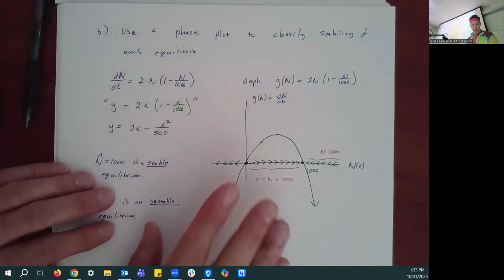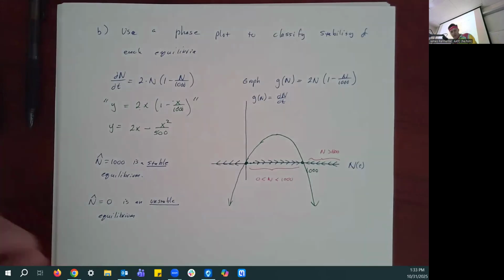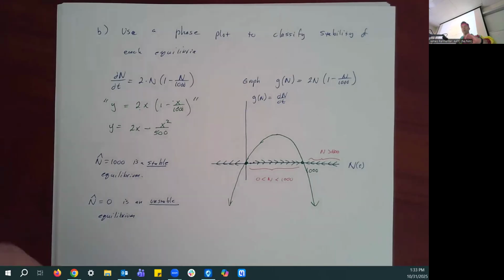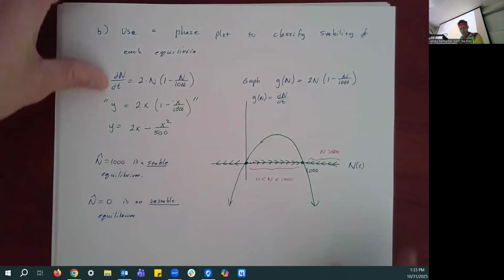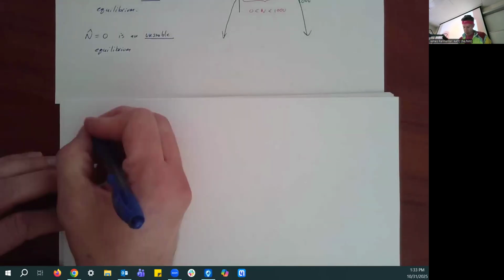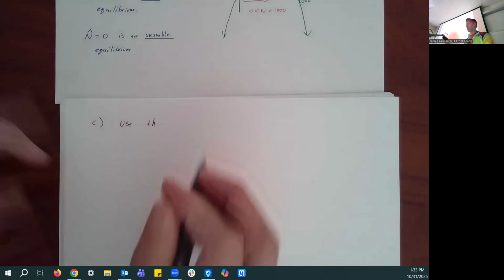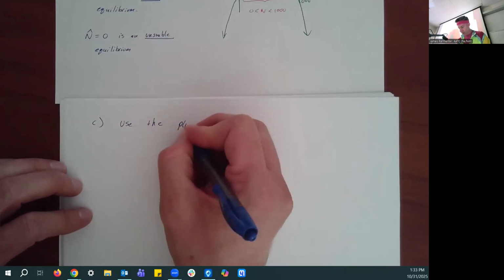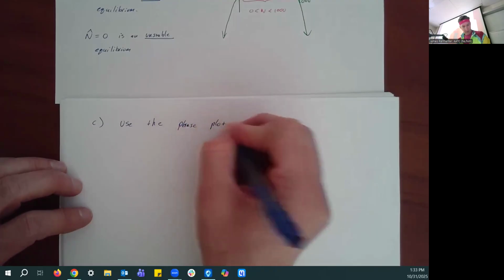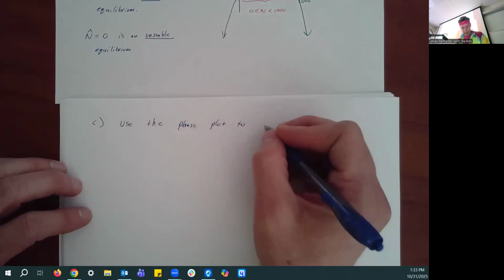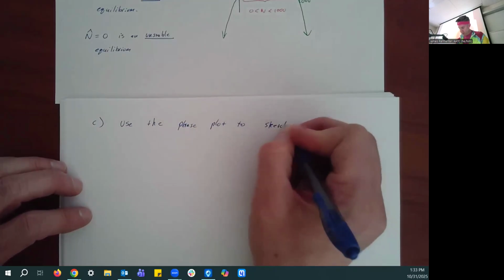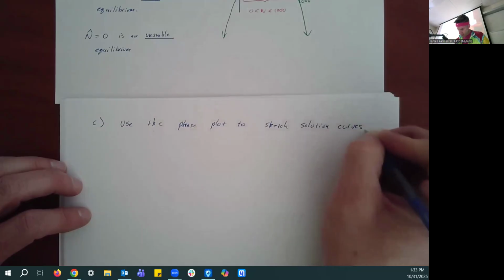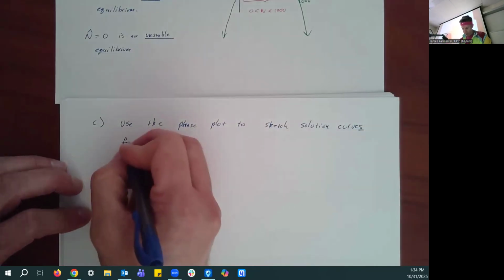Let's say one more thing about this. You don't need to do this next part, but it's interesting to see what this means for your population as a function of time. So we're going to use the phase plot. Oh yeah, there is one more question I want to ask here because it's sneaky. So use the phase plot to sketch solution curves. Note the plural there, solution curves, for different initial population sizes.